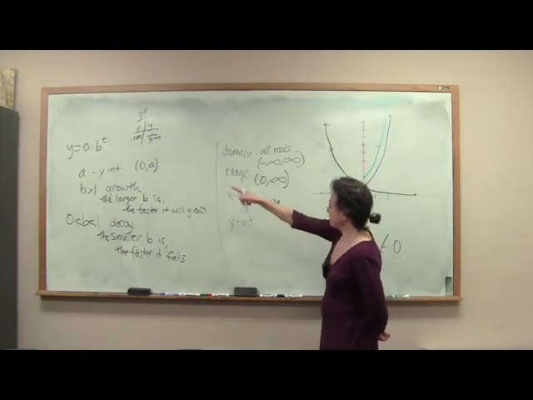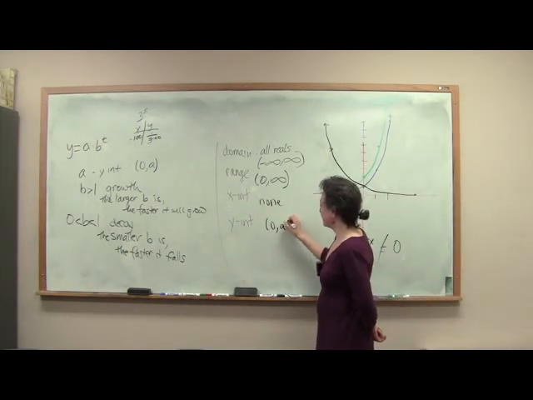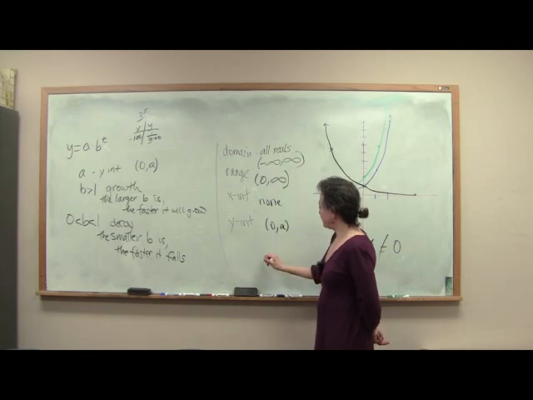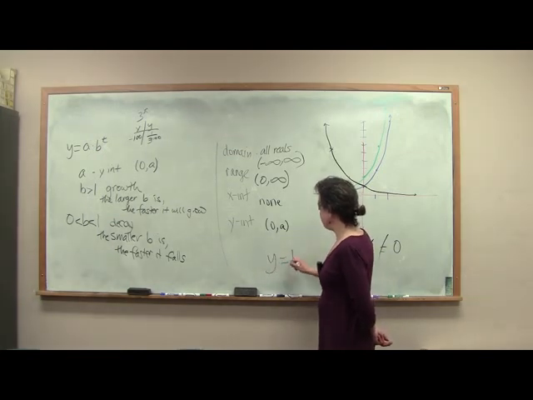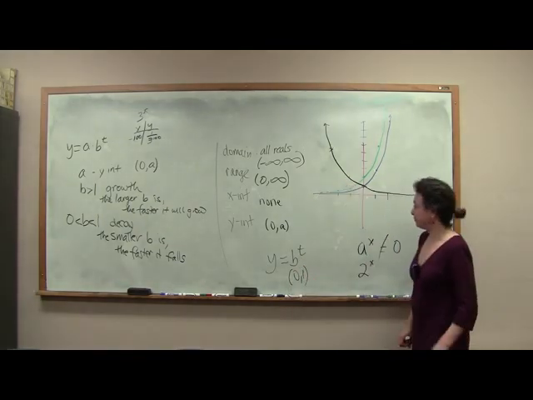And our y-intercept, we said, is 0, a. And notice if we just have y equals b to the power of t, then it's just 0, 1.